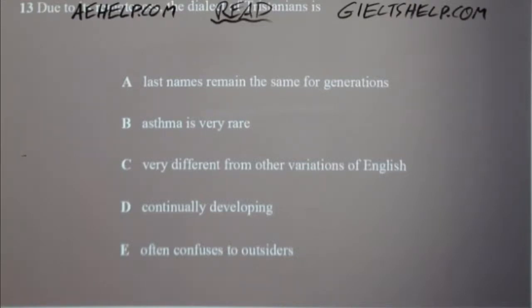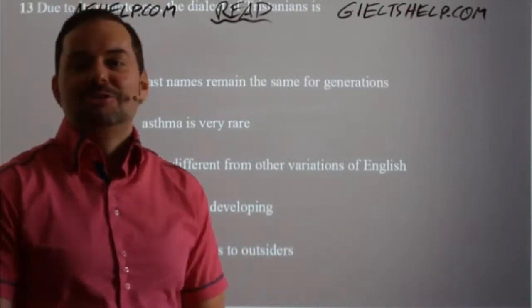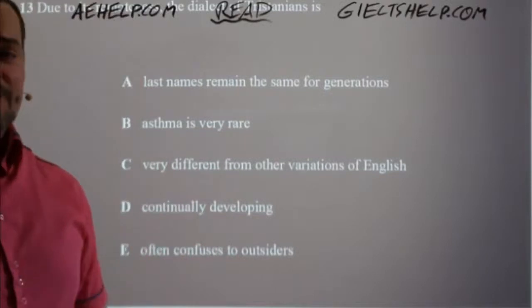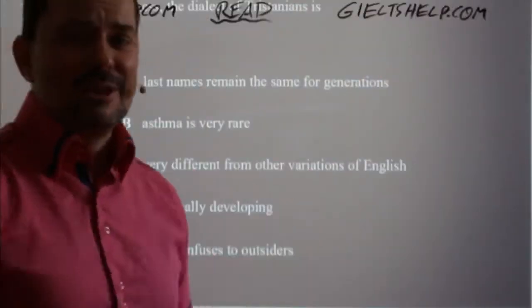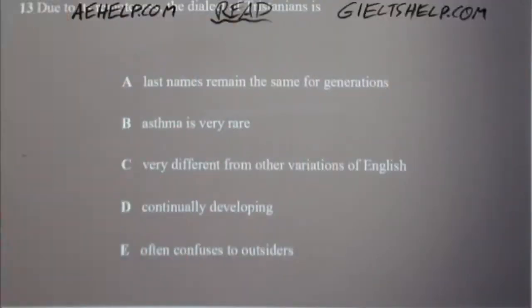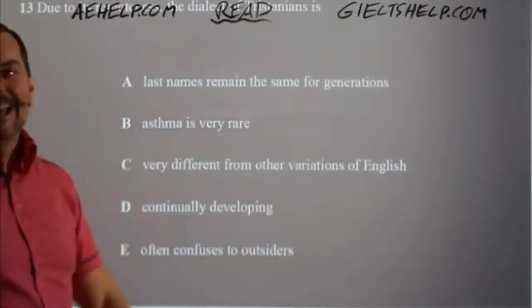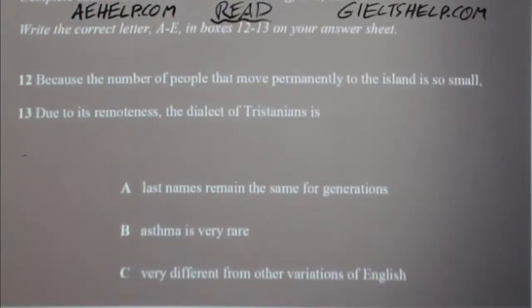Yeah, Boomy, very good. Boomy says their names stay the same. The way I visualized this, Boomy, is I kept introducing myself as Smith. Hi, I'm John Smith. Hi, I'm Adam Smith. Hi, I'm Sarah Smith. Hi, I'm Margaret Smith, right? So you can visualize this. Last names remain the same for generations. Very good. A, absolutely.